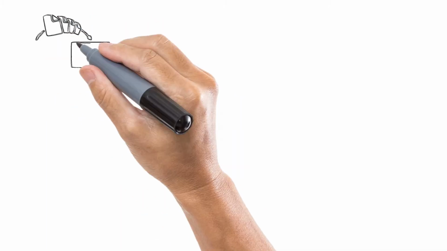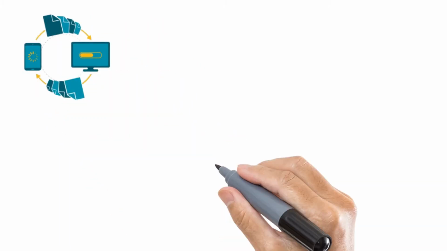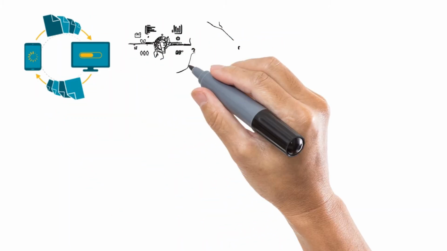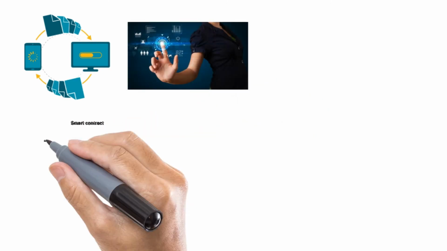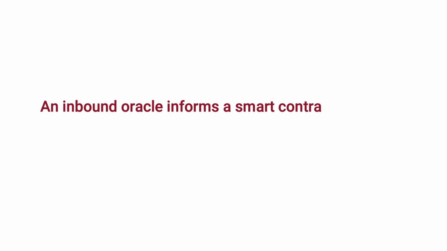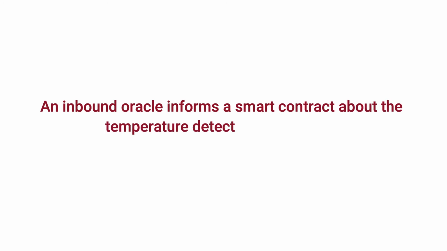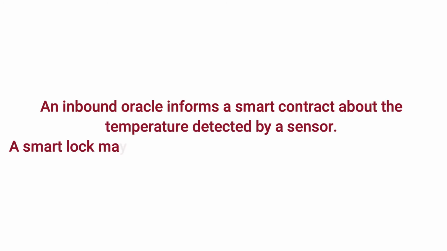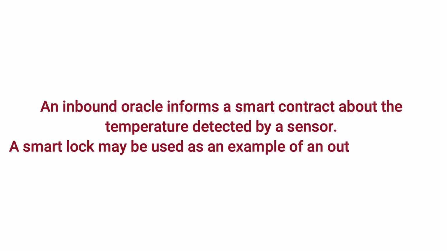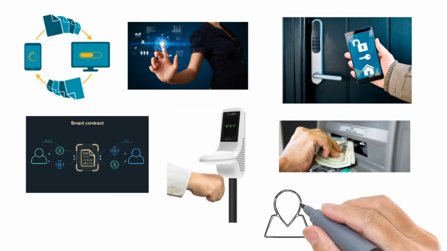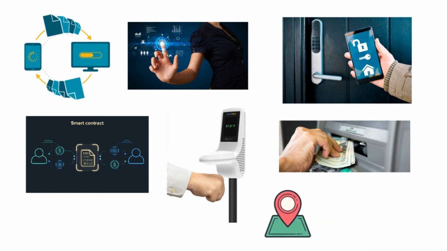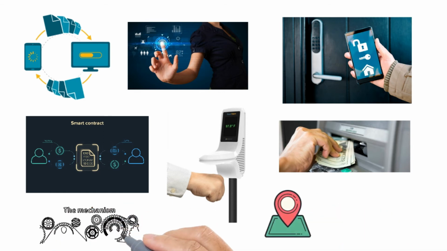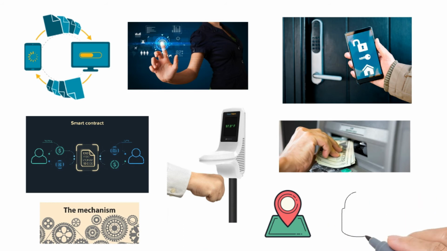Outbound oracles transfer data from smart contracts to the outside world, whereas inbound oracles send data from the outside world to smart contracts. An inbound oracle informs a smart contract about the temperature detected by a sensor. A smart lock may be used as an example of an outbound oracle. If money is deposited to a certain address, the smart contract communicates this information to a mechanism that unlocks a smart lock through an outbound oracle.